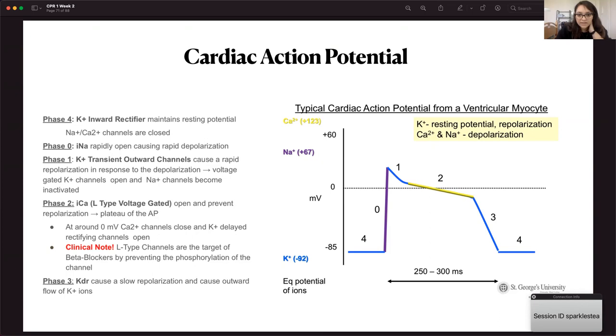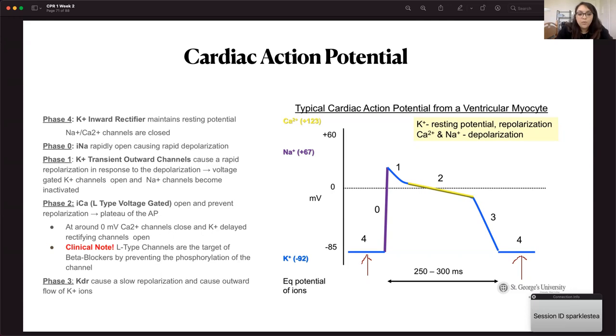All right, so if we're talking about your phase fours over here, you can see that this is pretty much where that resting membrane potential is going to be, right? So phase four is going to represent the opening of those potassium inward rectifier channels, or delayed rectifiers, whatever they want to call it. And that's pretty much just saying you're trying to maintain that resting potential, because if I'm at this flat line at negative 85 millivolts and the only thing that's moving is that potassium, then I'm trying to maintain that negative 85 millivolts. Nothing's happening with calcium, nothing's happening with sodium at this point.